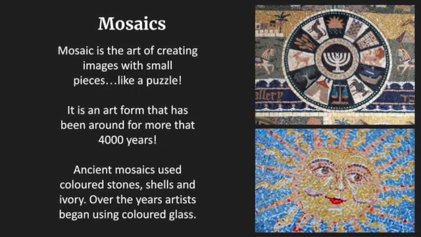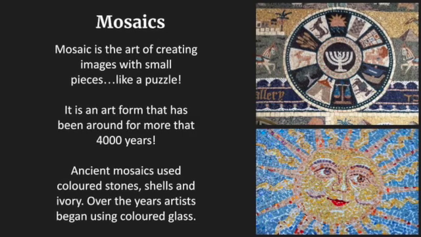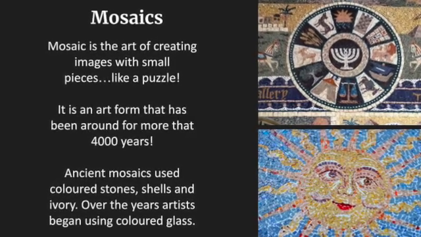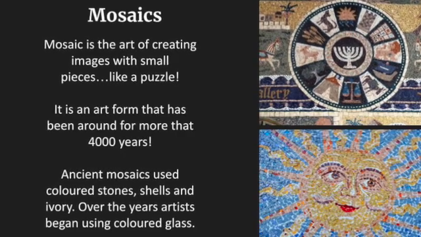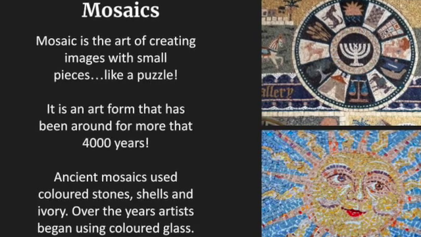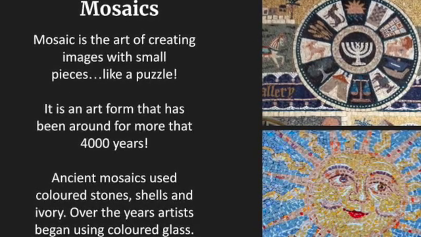Mosaic is the art of creating images with small pieces like a puzzle. It is an art form that has been around for more than 4,000 years. Ancient mosaics used colored stones, shells, and ivory. Over the years, artists began using colored glass as well.